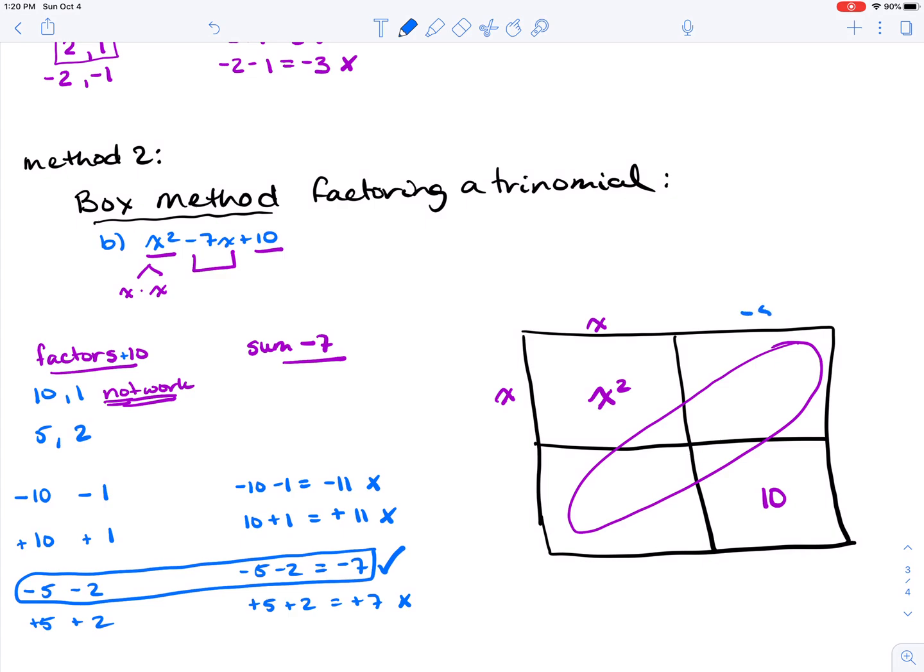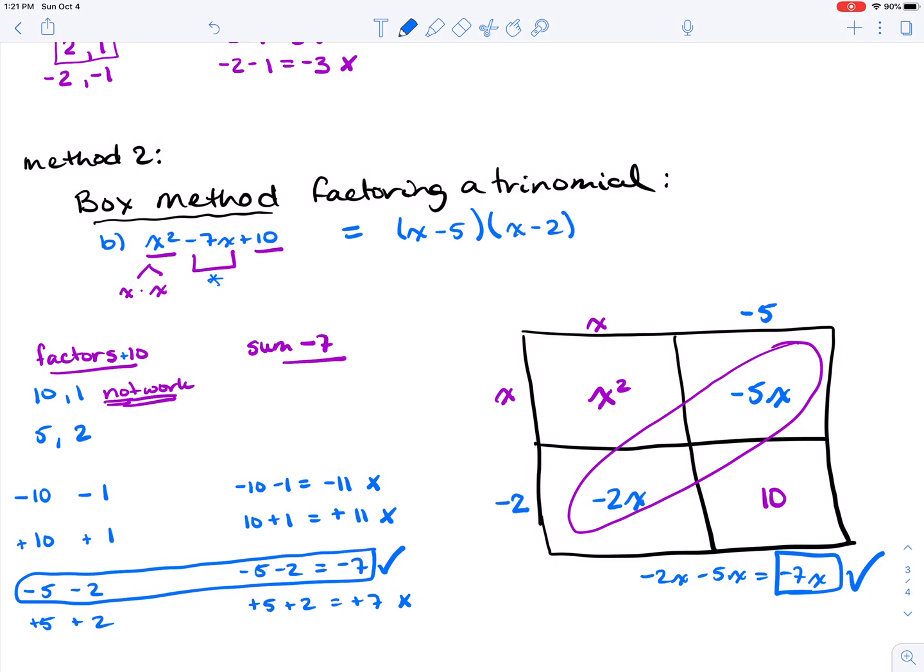So I have -5 and -2. And I know that -2x and -5x, minus 2x minus 5x, equals -7x. And that's exactly what I needed to find here. So that works. So that means my factors are (x minus 5) times (x minus 2). So I'm looking at x minus 5 and x minus 2.